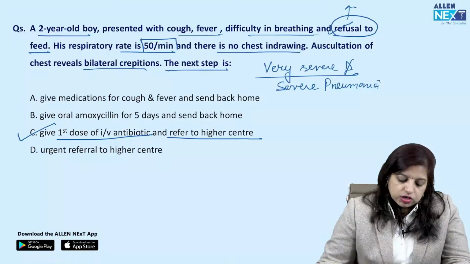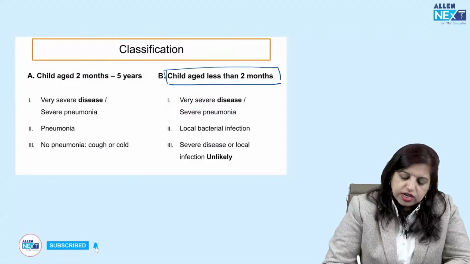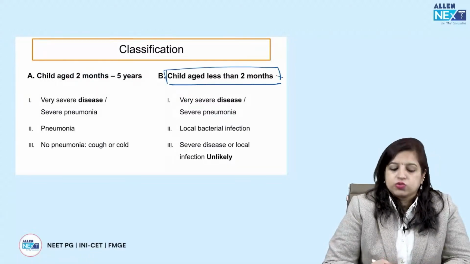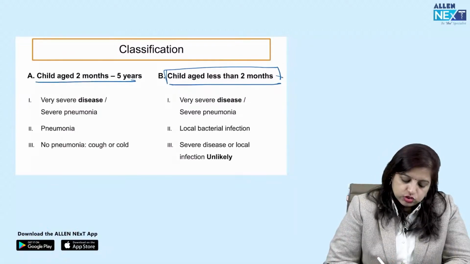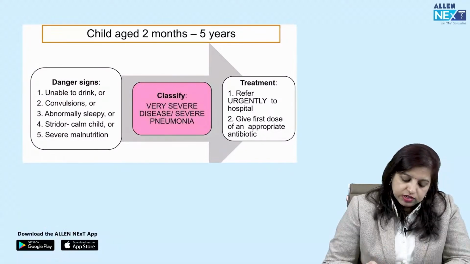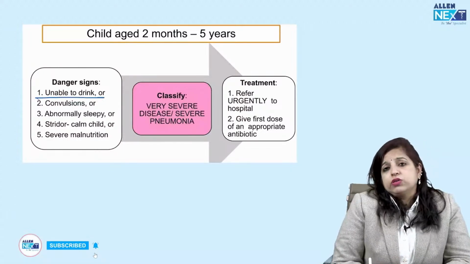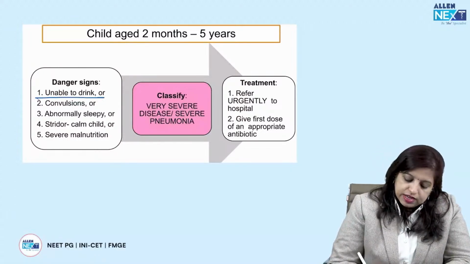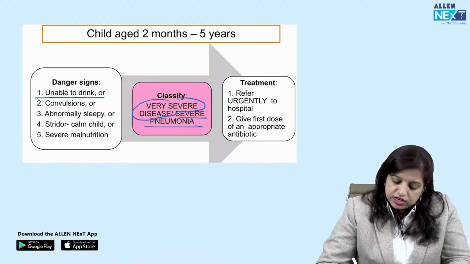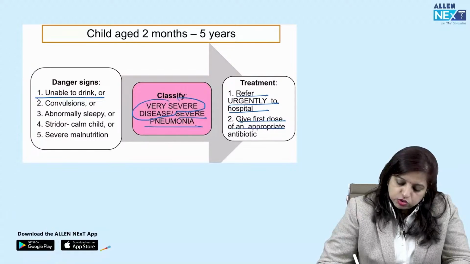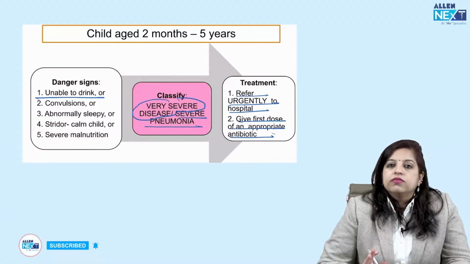So let us see what we were talking about. As I was telling you, there's different classification for child aged less than 2 months, as was our first question, and different classification for 2 months to 5 years. Let us see the recent question. So in 2 months to 5 years, this child was unable to take the feeds or unable to drink, which is one and the same thing, and that is why he comes in either very severe disease or severe pneumonia, and refer the child urgently to the hospital and give first dose of appropriate antibiotic. That is your 2 months to 5 years classification.